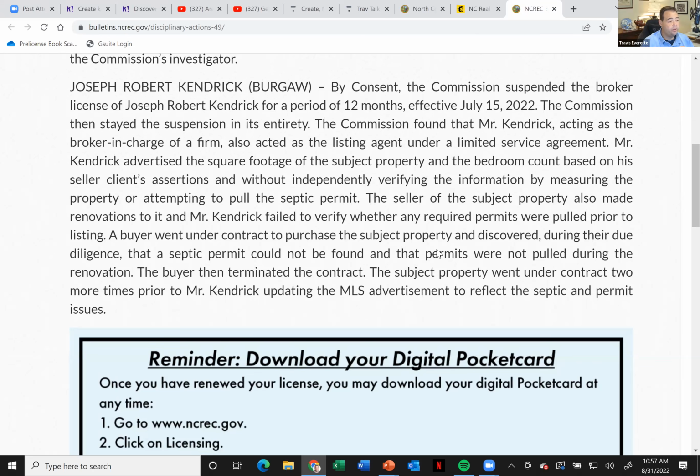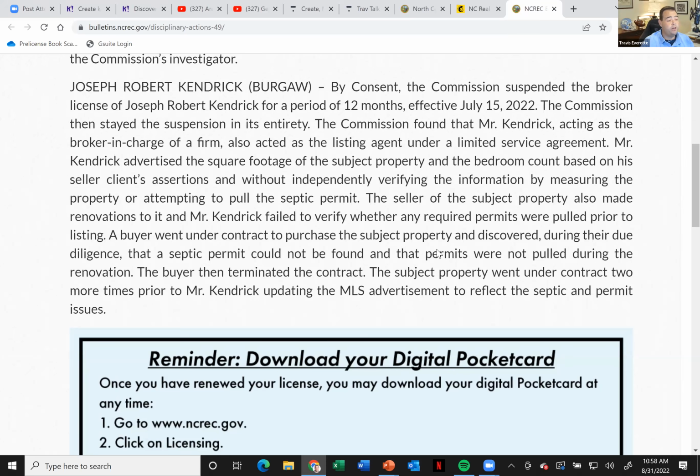So he gives incorrect information about bedroom count. He gives incorrect information about square footage. It says the seller of the subject property also made renovations to it, and Mr. Kendrick failed to verify whether the required permits were pulled prior to listing. Notice they didn't say he was told the wrong information. They said he failed to verify. So this next section that we're about to talk about, what's going to be the biggest piece of this? Verify, research, look. It's up to you to figure these things out so that they can be properly disclosed.